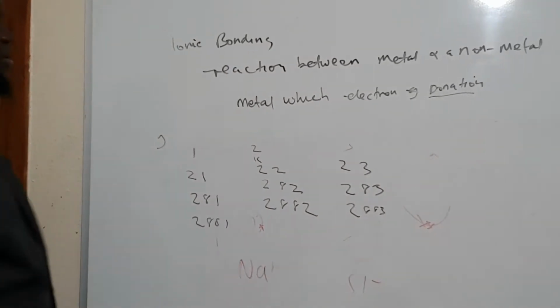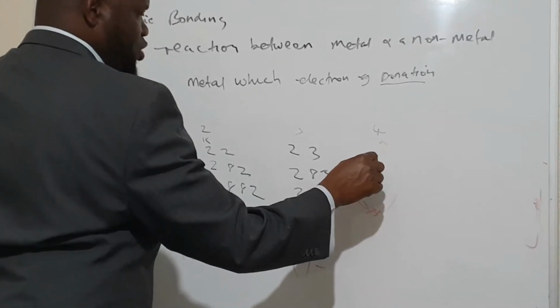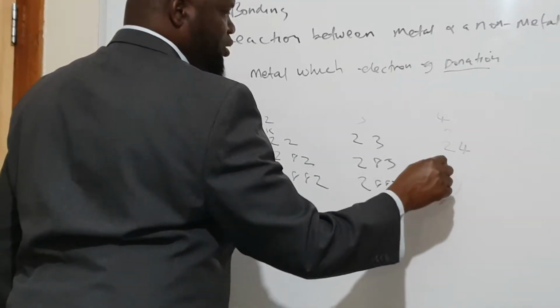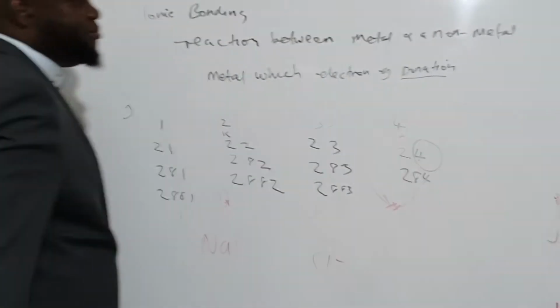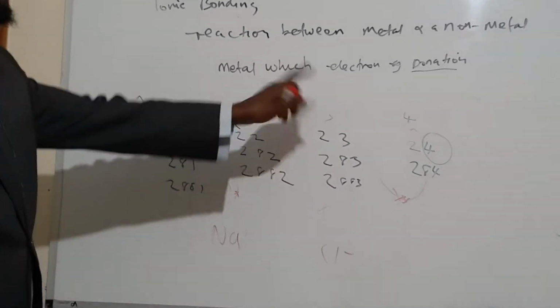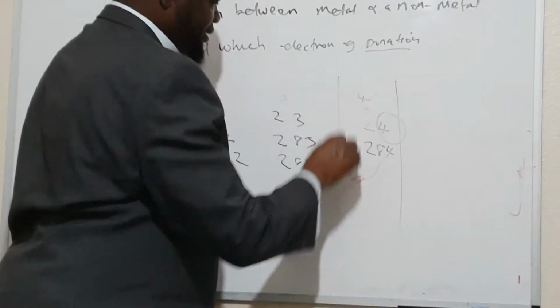donate electrons. But once you come to group 4, of which carbon is the best known, carbon and silicon, they become 2,4 and 2,8,4. They all form covalent bonds because it will be difficult for them to donate all these electrons. Once you reach here, you finish metals.